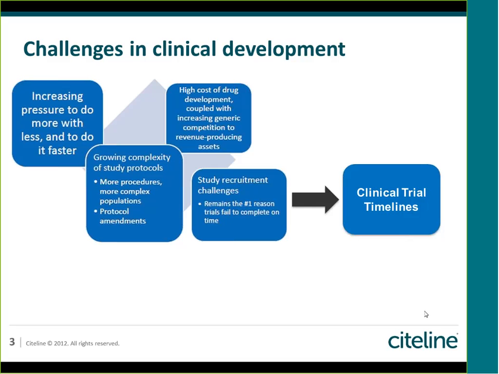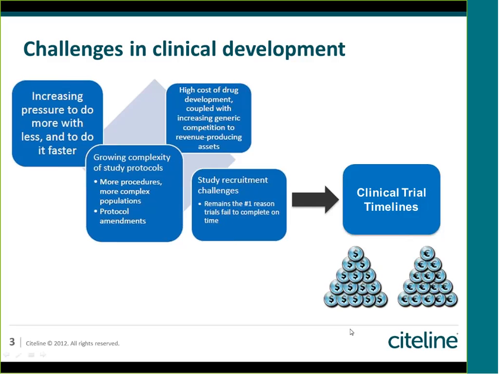At the same time, the trend is for growing complexity of study protocols, and there's a goal to get more out of each trial in order to answer both scientific questions and clinical questions about the drugs that are being evaluated. And frequently, study recruitment challenges are cited as the number one reason that trials fail to complete on time. All of this feeds into both the overall timeline for clinical trials and, of course, to the mounting cost of those trials. So today, I won't be talking about the cost of clinical development. Citeline's data are not positioned to address costs of clinical trials, but we will be looking at the timelines of clinical trials.